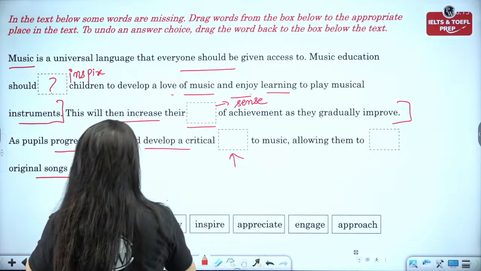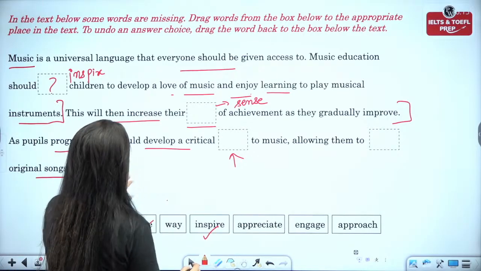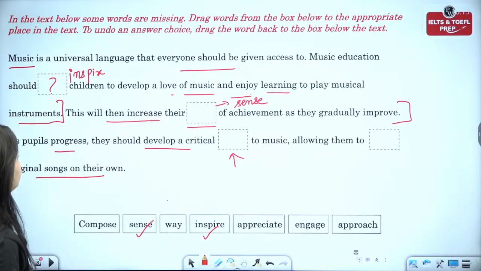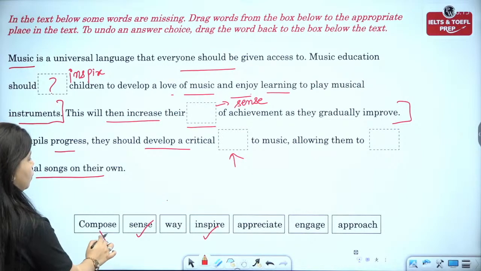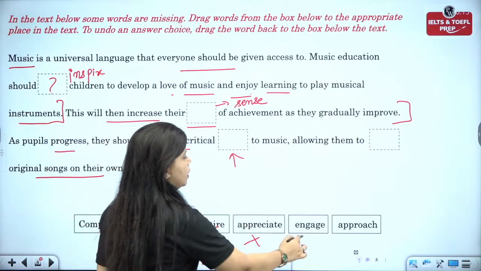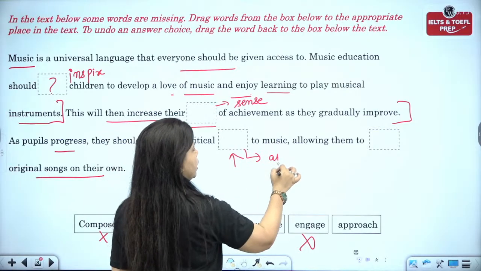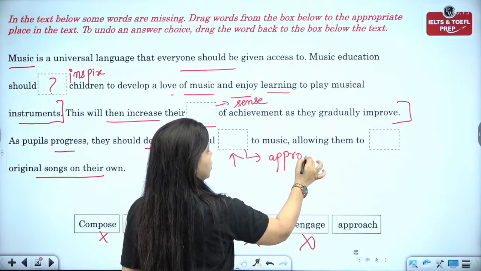So we are done with sense. We are done with inspire. Let's understand the third one. It says, as pupils progress, they should develop a critical what? Critical compose? No. Critical way? No. Critical appreciate? No. Critical engage? No. Critical approach. So that's how we eliminate and zero in on the correct answer.